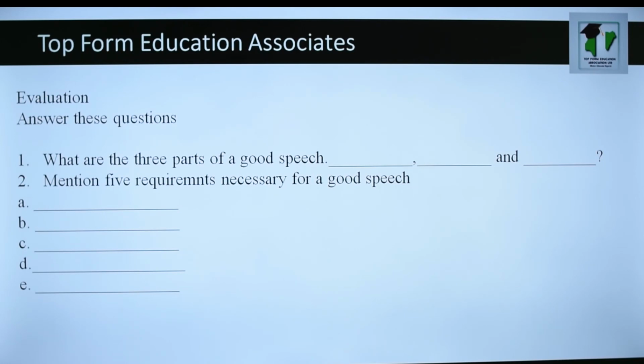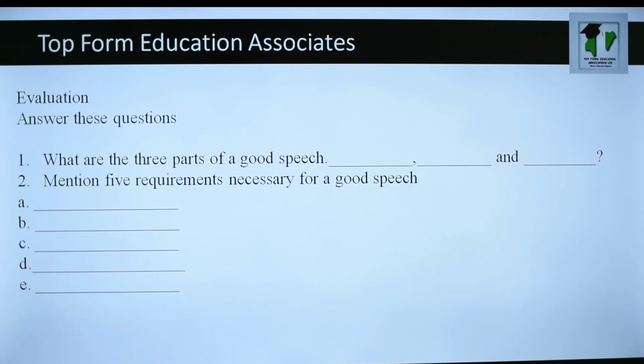We just finished discussing that. Yes. Think and tell me. What are the 3 parts of a good speech? We have the introduction, we have the body of the speech, and then the conclusion. Right. Question 2. Mention 5 requirements necessary for a good speech.